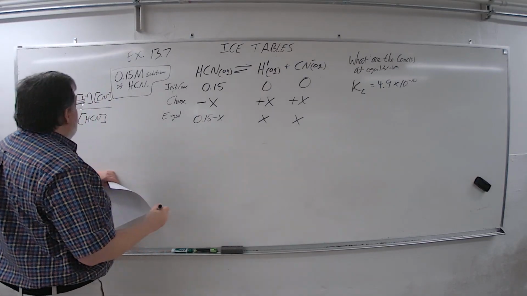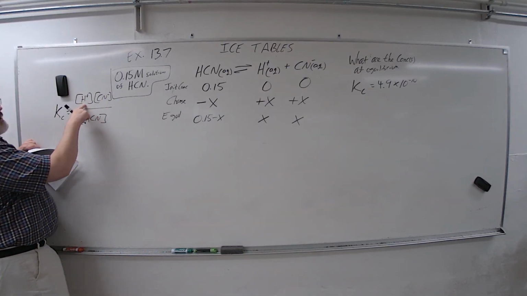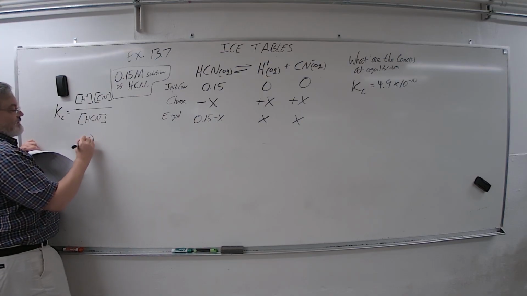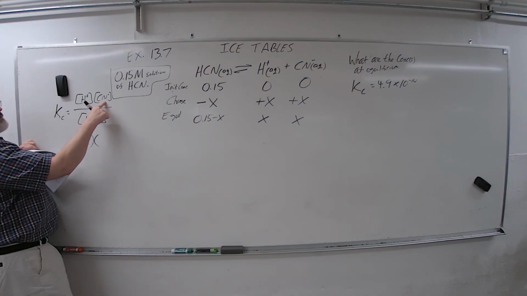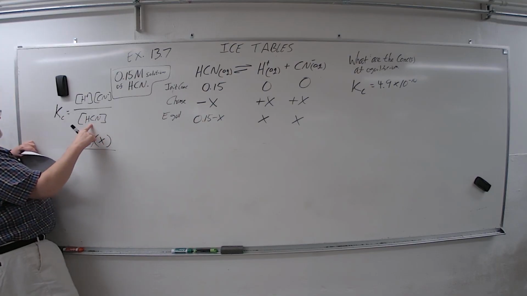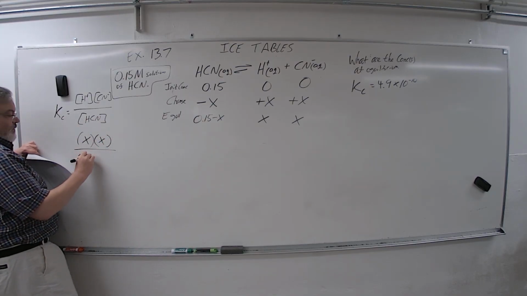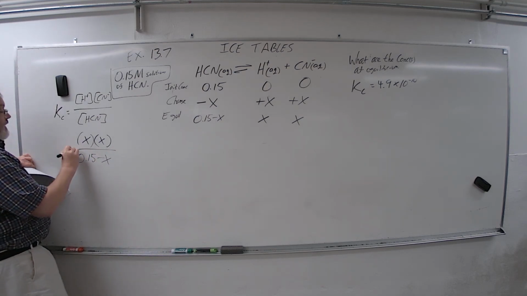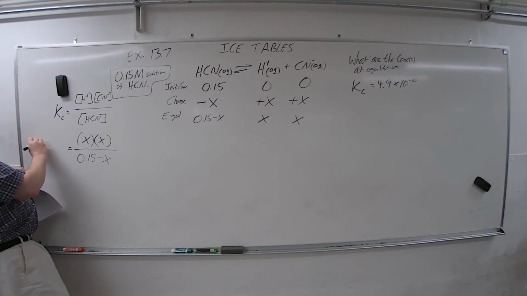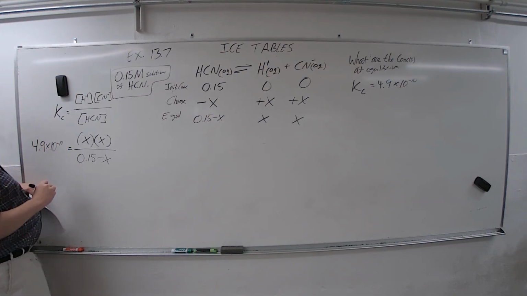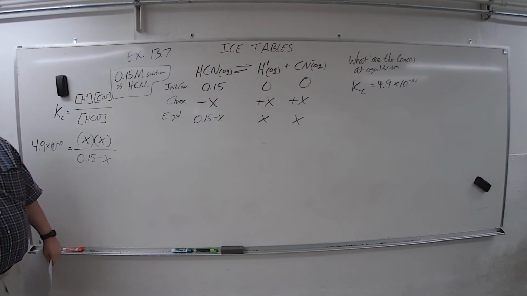And now we're going to look at this. Concentration for the H plus is x. Concentration for the CN is x. Concentration for the HCN is 0.15 minus x. And of course that all equals 4.9 times 10 to the negative 10. So now we can solve for x.